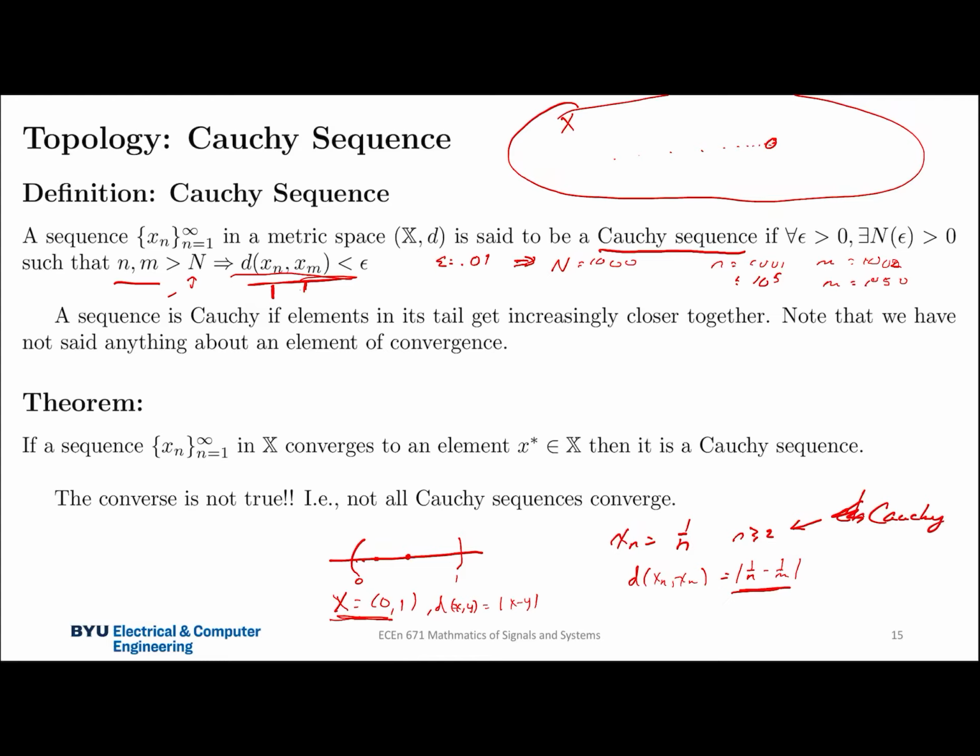Okay, but if it was in all of R, it would be converging to 0. You see, if our bigger set X was R, then x_n would converge to 0. But 0 is not in X equal to (0, 1). So x_n doesn't converge in X. Okay, so this is a very subtle point. It's actually converging to something outside of X.